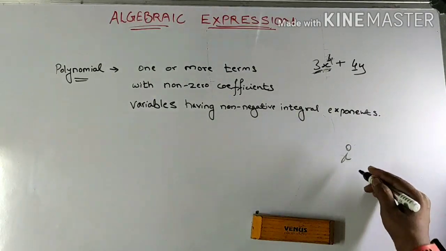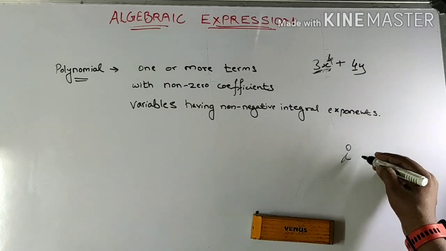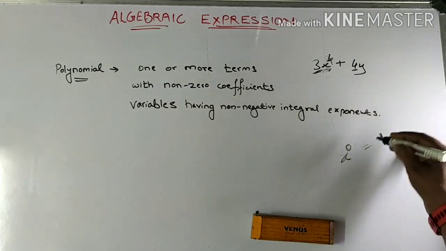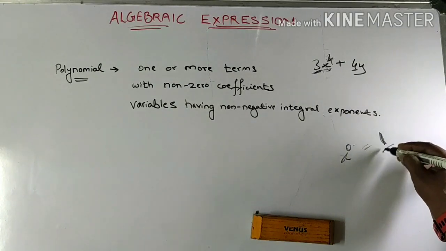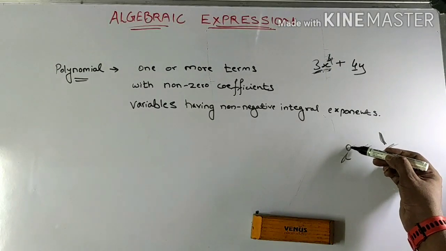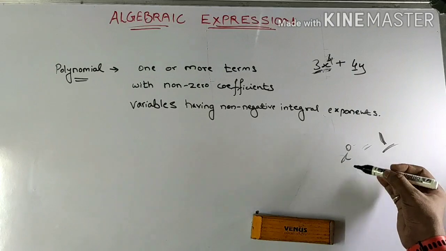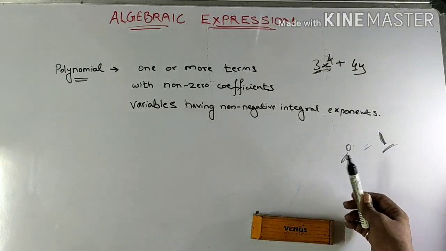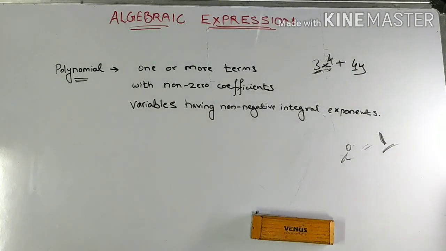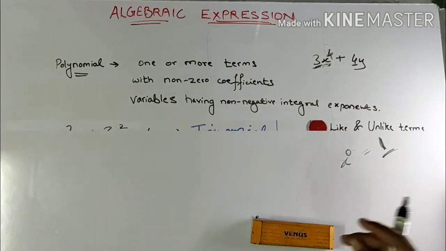You can have x raised to 0. But what is x raised to 0? x raised to 0 is nothing but 1. Any number raised to 0 is 1. So you can have a zero integral exponent power, but you cannot have a negative integral power. Okay, so this is my polynomial.